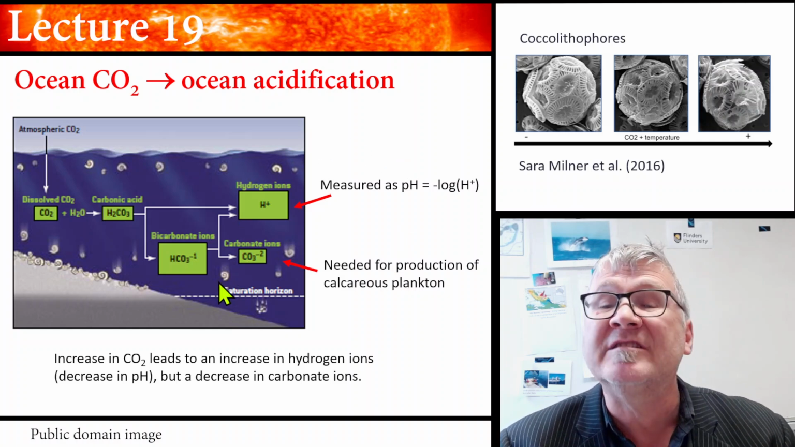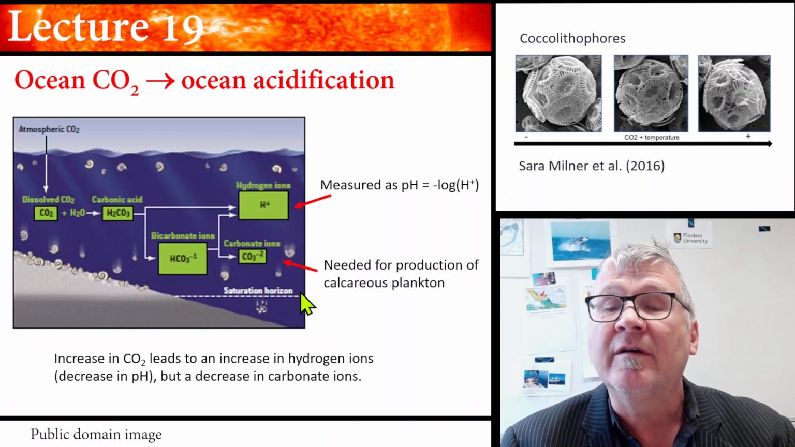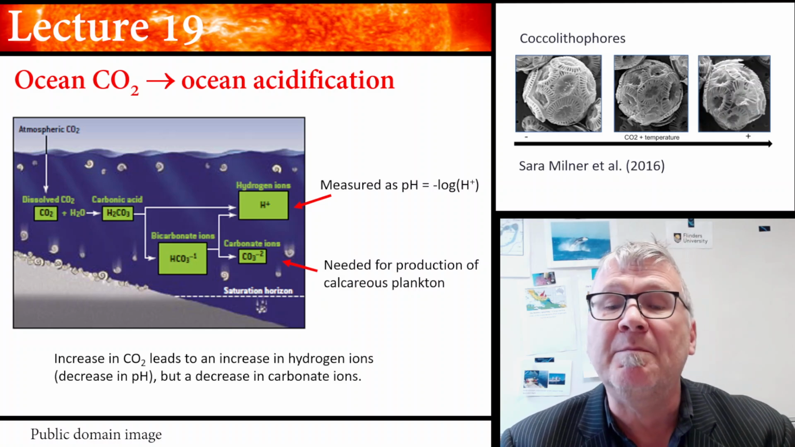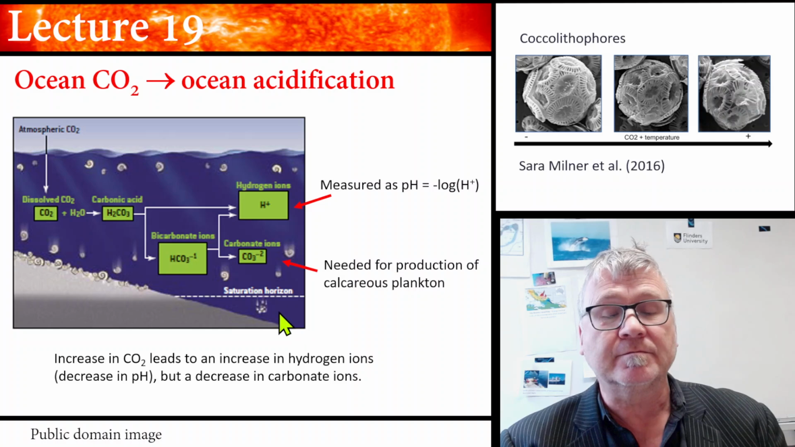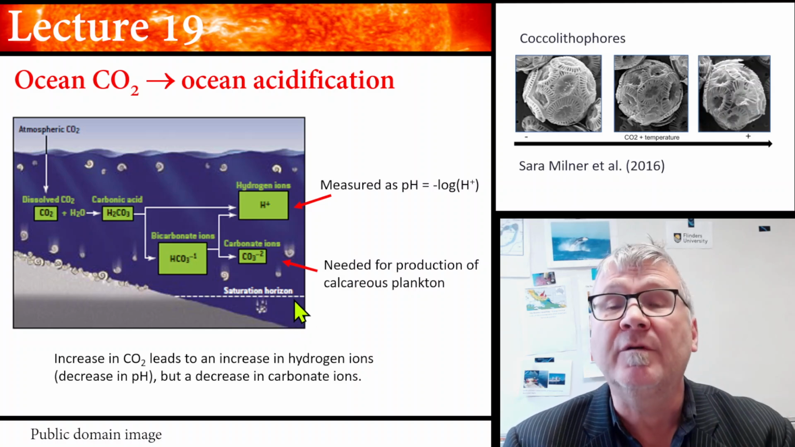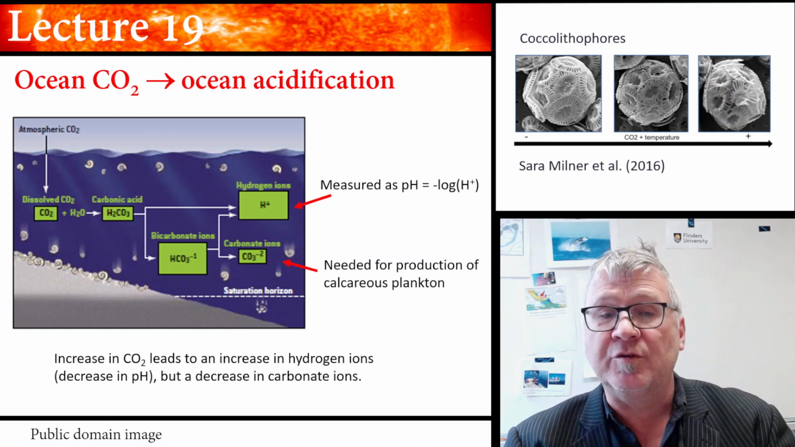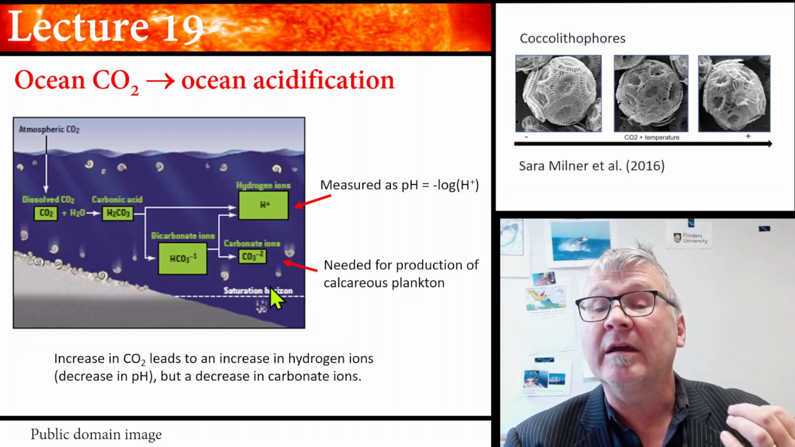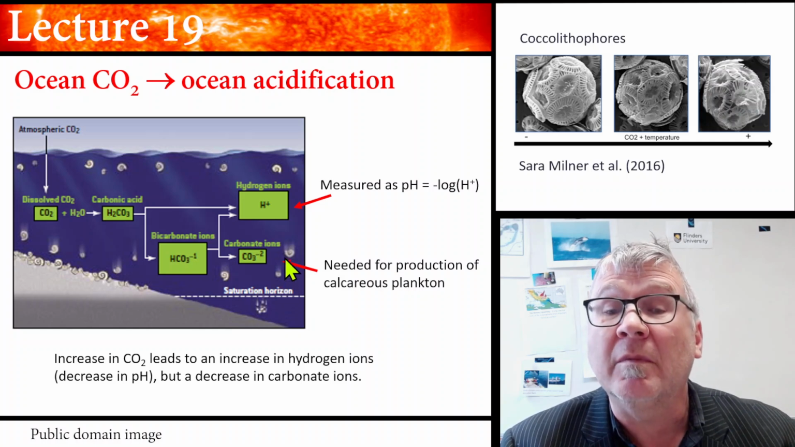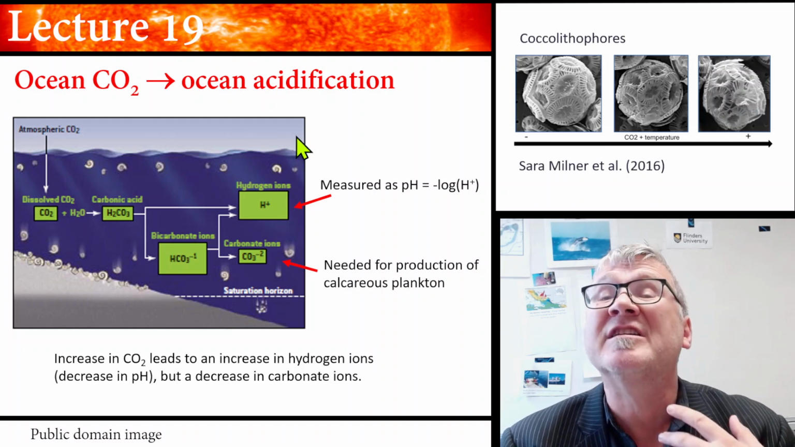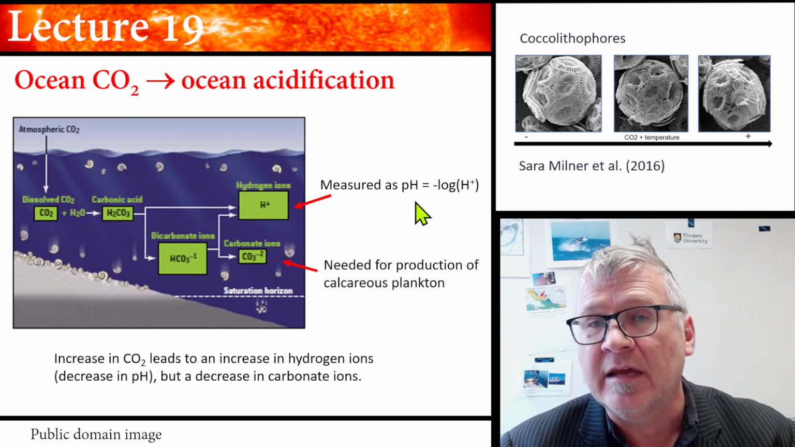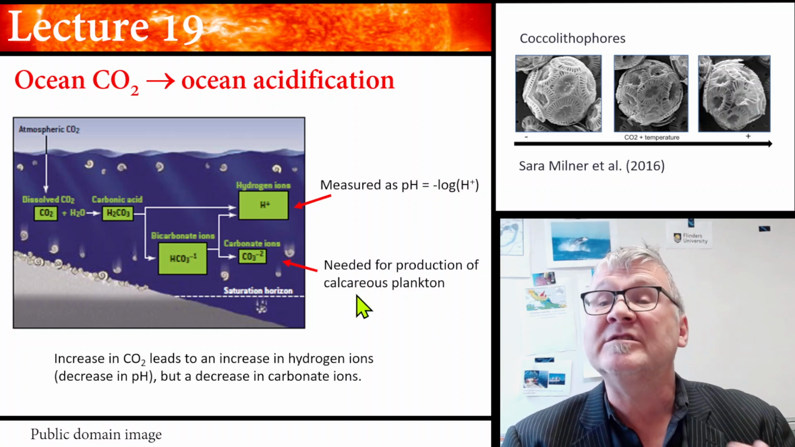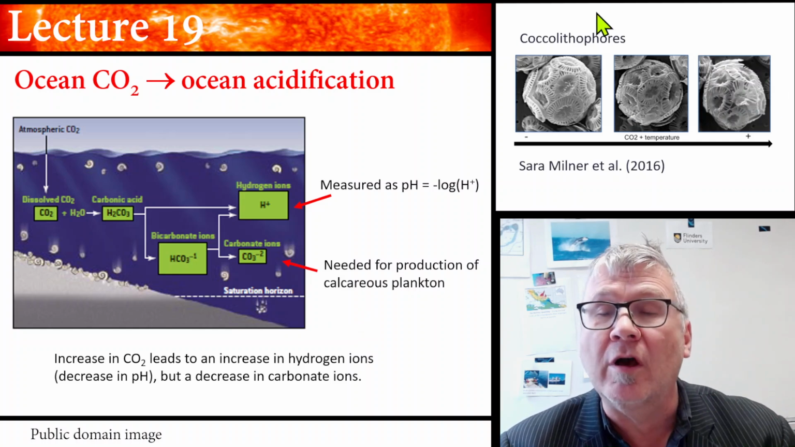And this is what we call the saturation horizon. Above the saturation horizon, we have enough of these minerals, and below, we don't. Now it's all about how a change of CO2 in the ocean changes this saturation horizon. If it moves upward, even to the surface, it means that the waters become undersaturated in critical carbonate minerals, and so these species up here can no longer form.